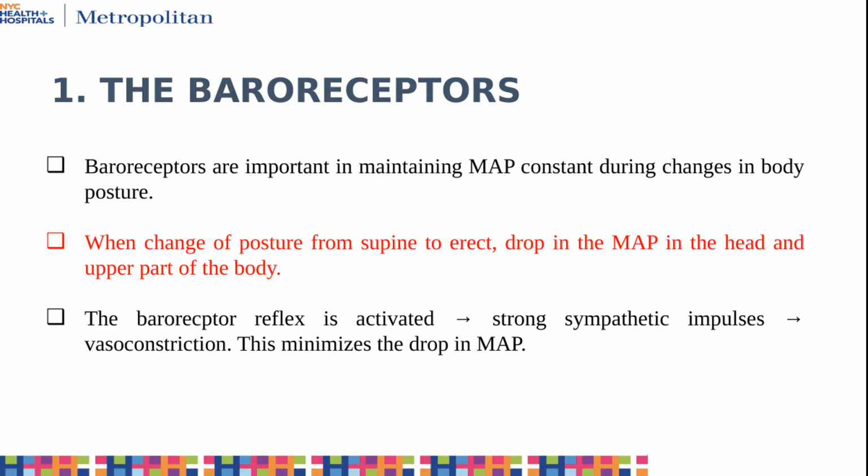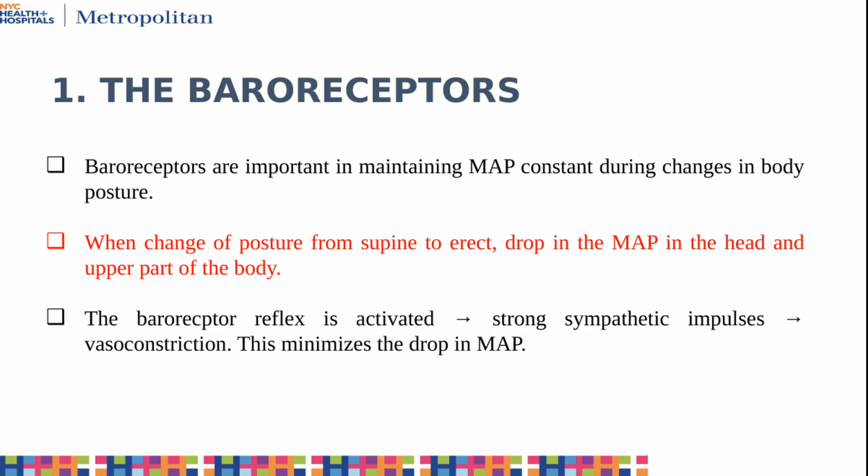Posture change is one of the clearest demonstrations of baroreceptor function. When a patient goes from supine to erect, blood pools below the diaphragm, central blood volume falls, and MAP in the head and upper body drops. Baroreceptors sense that change and activate a strong sympathetic response. The result is vasoconstriction, which minimizes the fall in MAP.